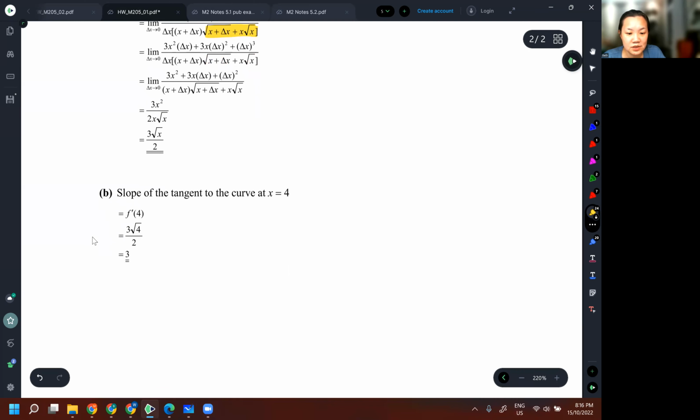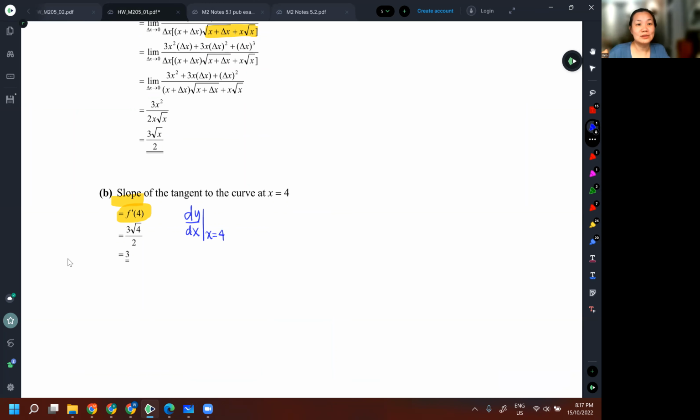Now, in part B, notice the slope is equal to this f prime bracket 4. This one, I distinctly remember I showed you how to write this. It means the same thing. It means dy dx at 4. Okay, you write the slope is equal to dy dx at 4. And then you find out the value.